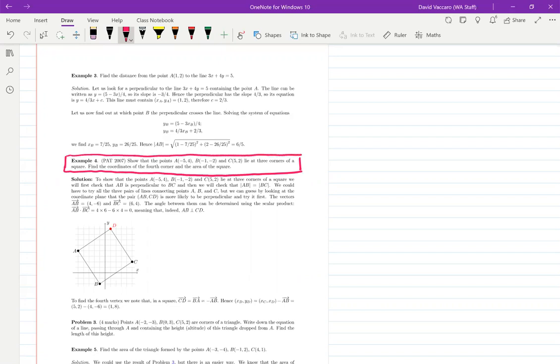It says, show that the points A (-5, 4), B (-1, 2), and C (5, 2) lie at 3 corners of a square, find the coordinates of the fourth corner and the area of the square. I'm going to tweak this slightly, and I'm just going to give 2 points. So I'm going to do example 4 minus.